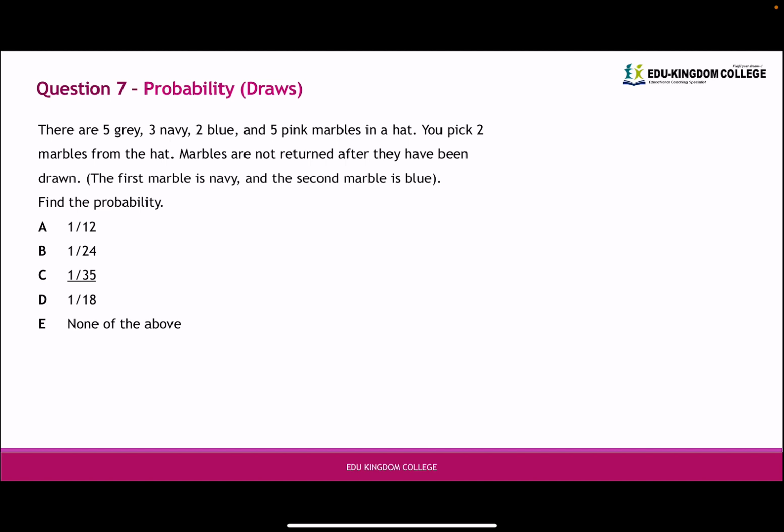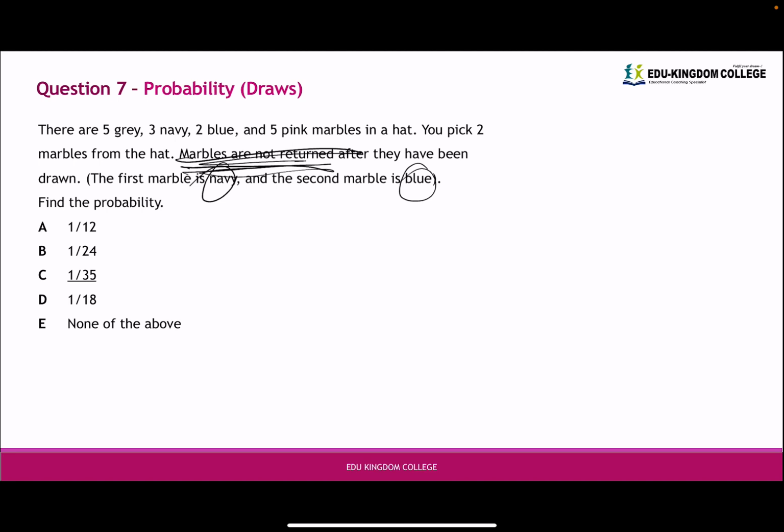Now, question 7 is a probability question. There's 5 gray, 3 navy, 2 blue, and 5 pink marbles. We need to pick 2 marbles. First is navy, second is blue. Keep in mind marbles are not returned after they've been drawn. So after we draw one, there's one less to draw from.